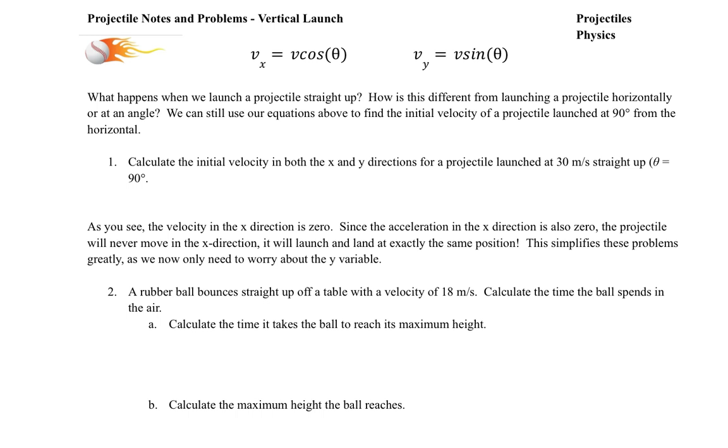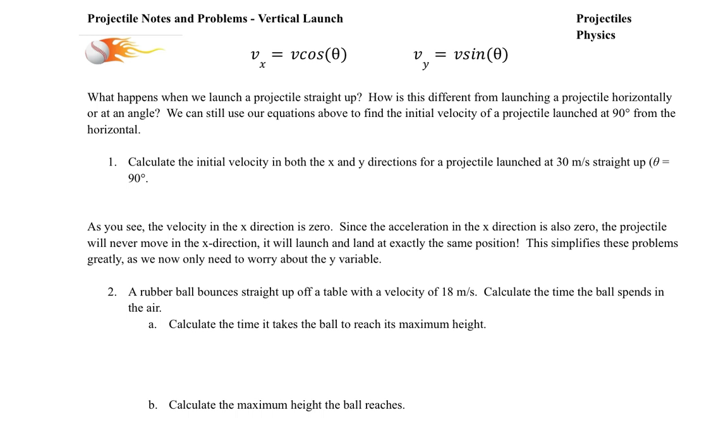And we can still use our equations to help us out. So we still have this idea that velocity in the x is v cosine theta and velocity in the y is v sine theta. Just realize that when we're talking about a vertical launch, we're talking about an angle of 90 degrees. So let's take a look at example 1.